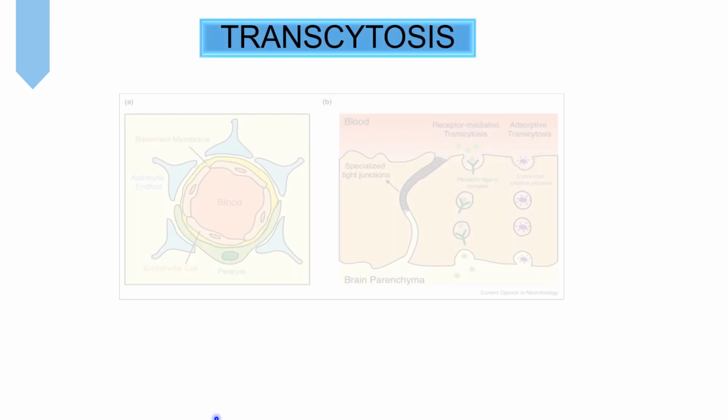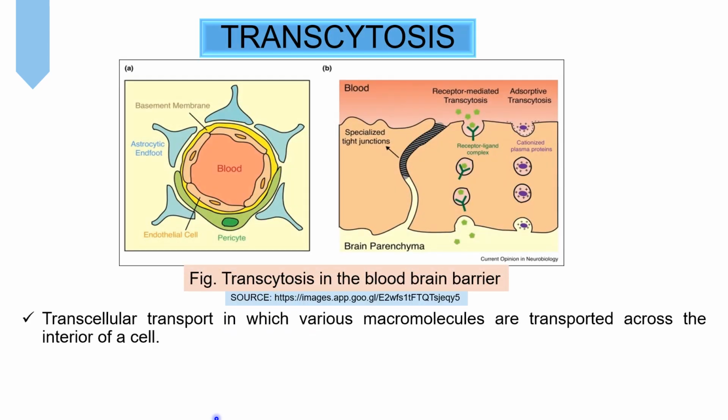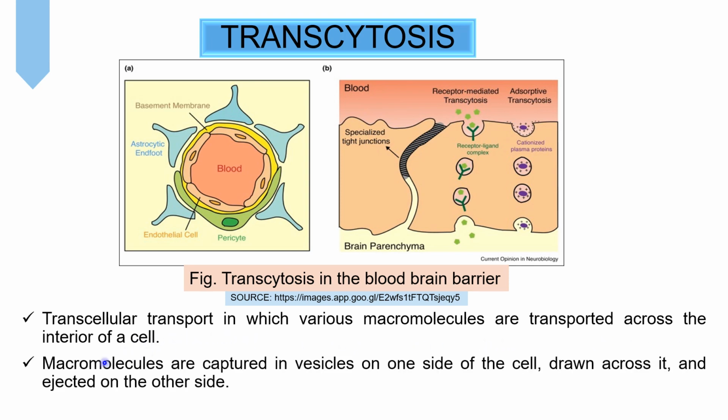The third type of vesicular transport is transcytosis. Transcytosis is the transport of macromolecules across a cell. In this process, substances taken up by a cell move through it and get released out from the other side. It can be receptor-mediated transcytosis or absorptive transcytosis. In receptor-mediated transcytosis, substances are bound to extracellular receptors and taken up by vesicles. These vesicles move across the cell to fuse on the other side and release their contents.